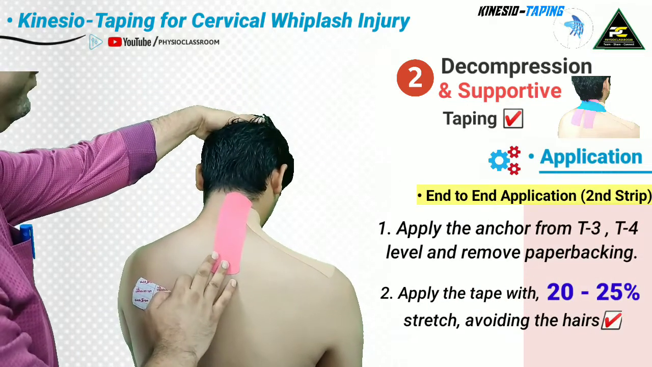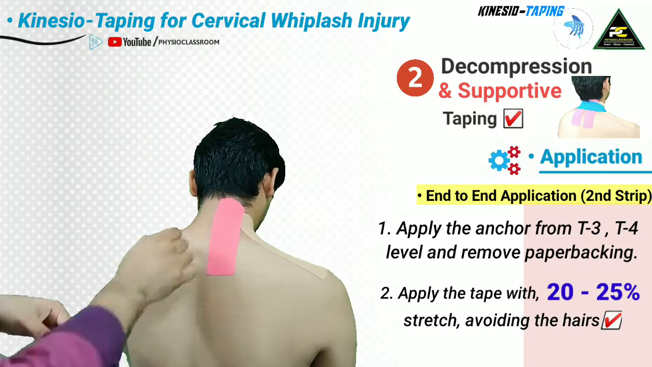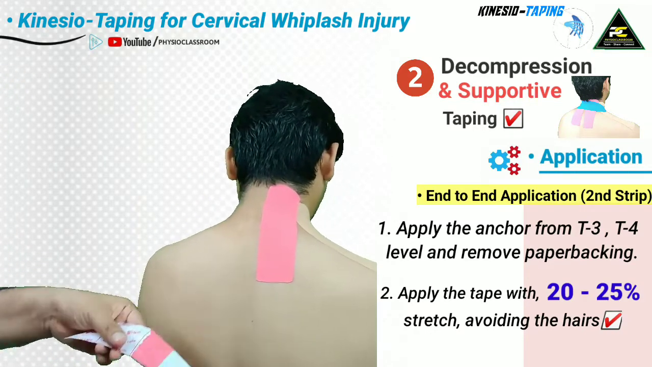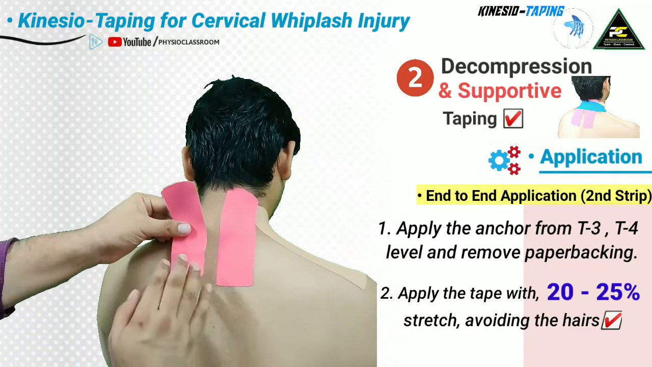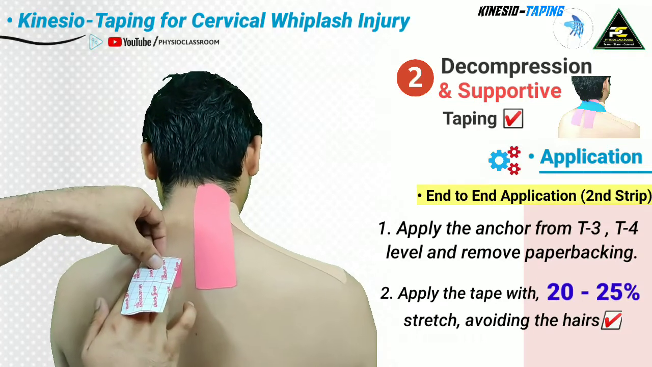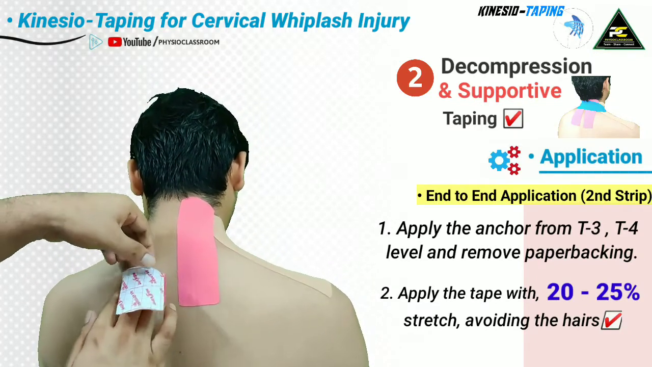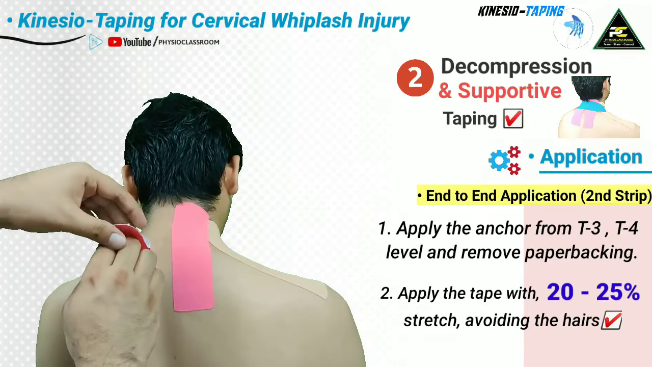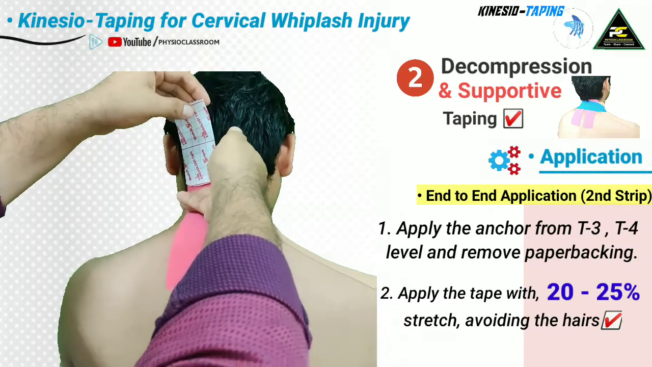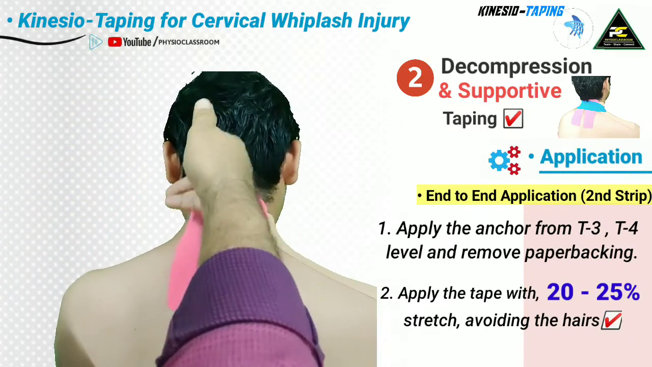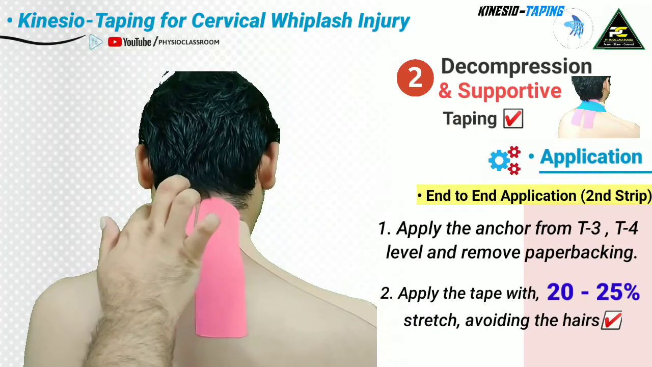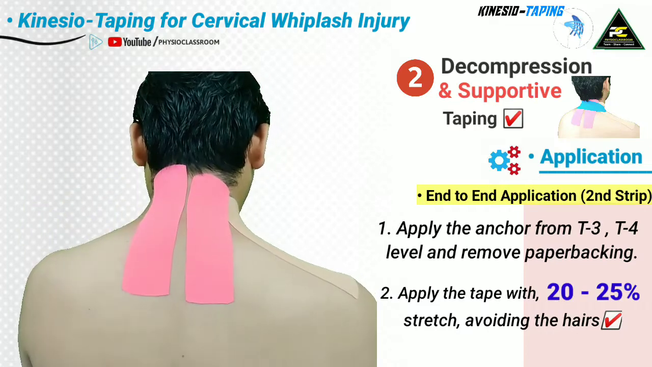Similarly, the taping is going to be carried out on the other side, creating the anchor first, and then again applying it paraspinally, and then removing the paper backing, applying 25% tension, and then the last of the tape is going to be applied with no tension. So here I have to go over the hairs, but this needs to be shaved. So kindly take that into consideration.